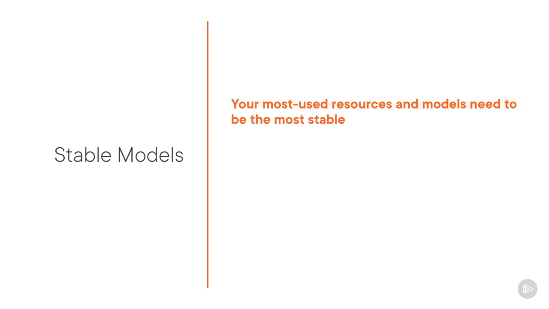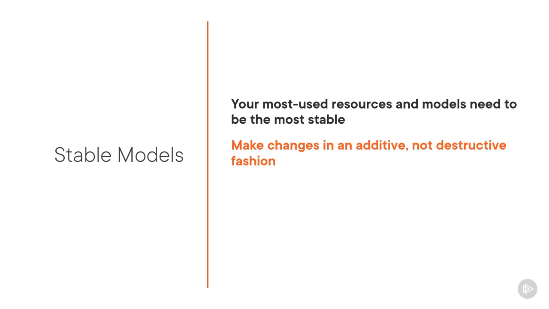Your most used resources and their associated models should be the most stable elements in your API, since they are going to be the things that are depended on by the most number of clients and the most parts within a client. Where possible, make changes in an additive fashion to avoid breaking your clients. And if you have more than a single client, consider versioning upfront as part of your API design. When you do make breaking changes to your models, be prepared to support clients as they migrate to the new version.